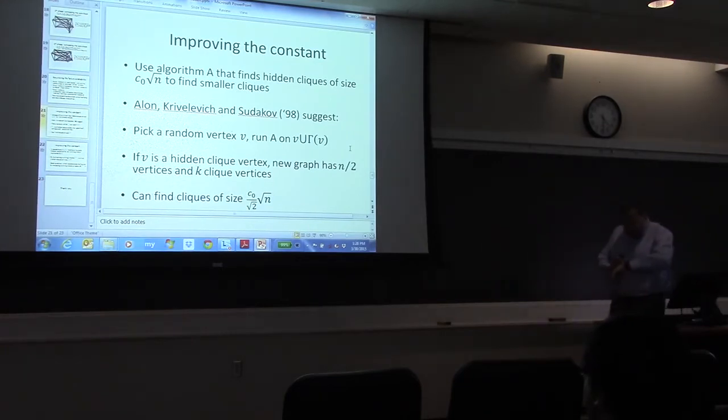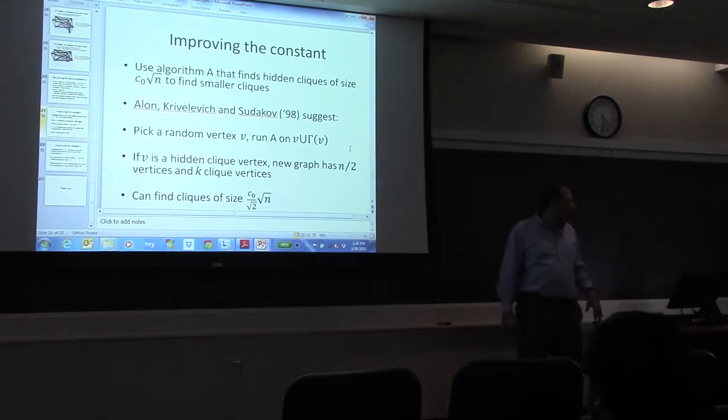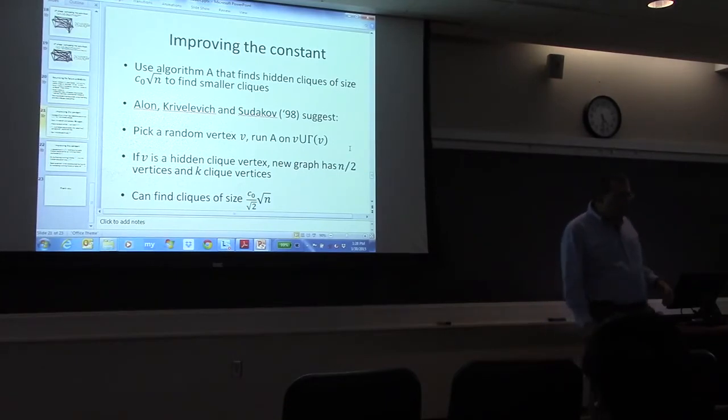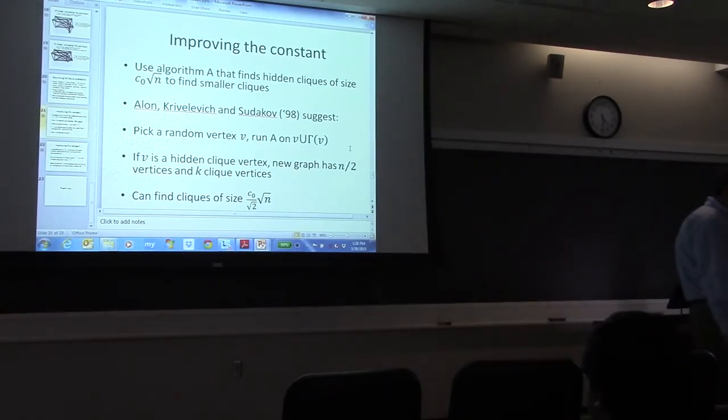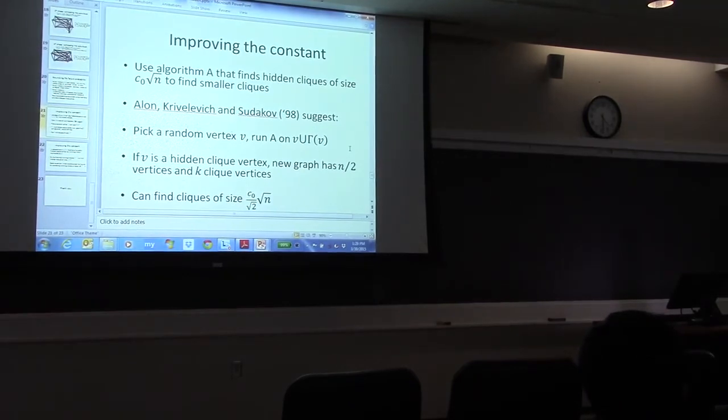I have two things to say just to finish. One is this. I told you this works for 2 root n. What do you do with a smaller constant? Suppose the clique is of size root n over 10. This method will fail, but so will the other methods, the spectral and all the methods, if you just apply them as they are. And for root n over 10, we don't know any method which is linear time.